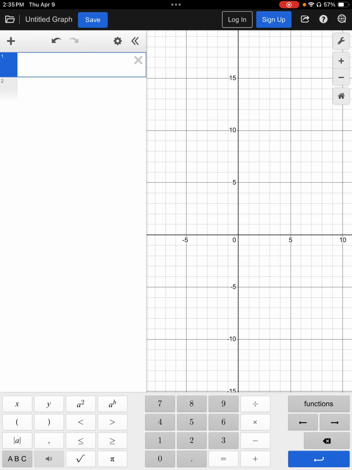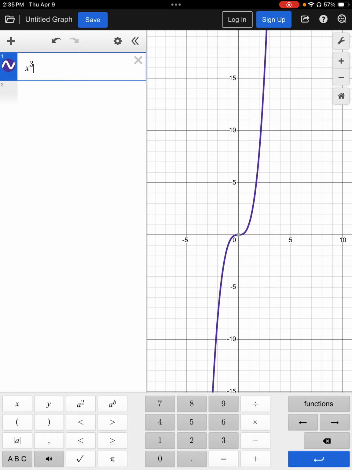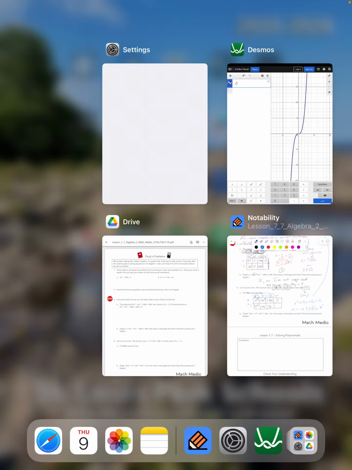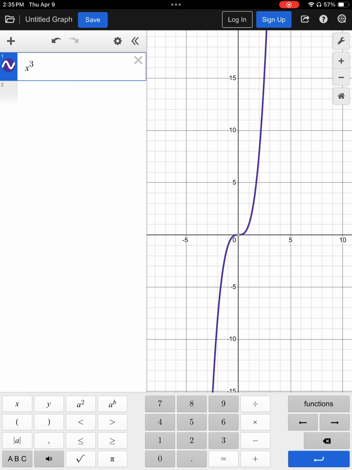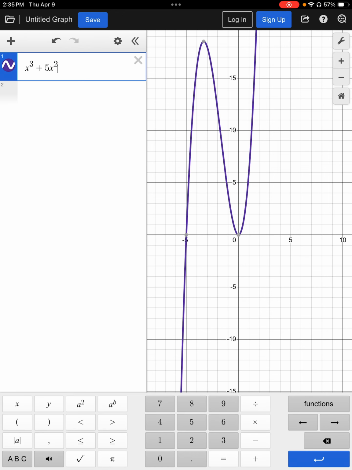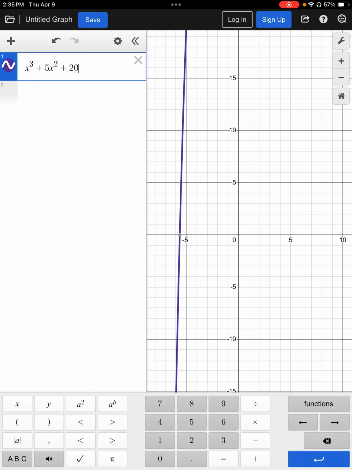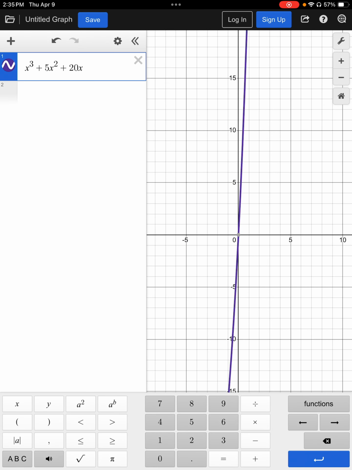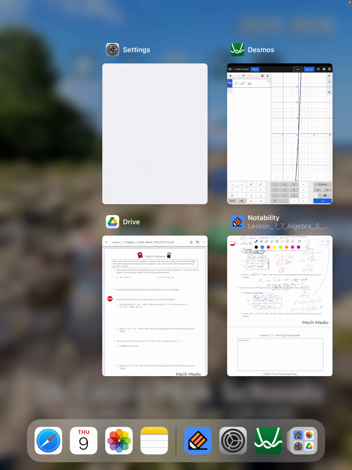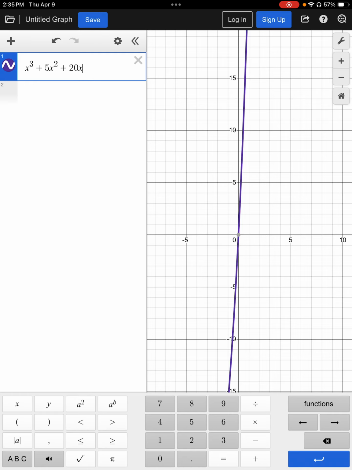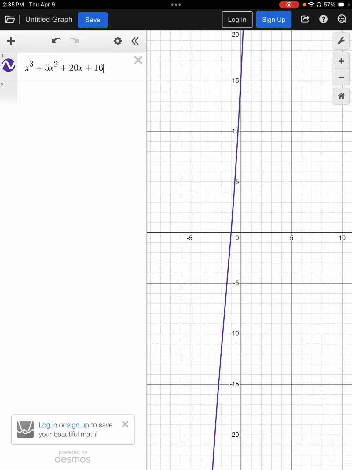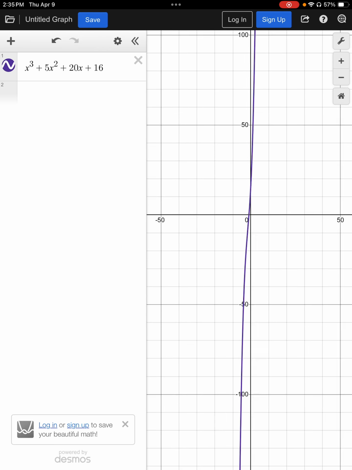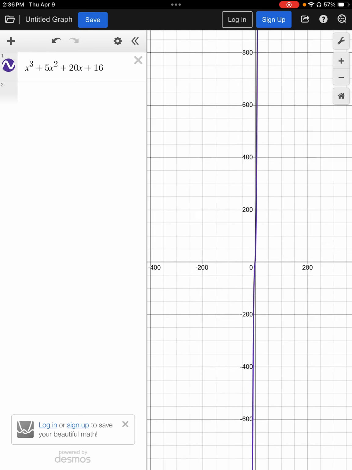So I should have x cubed was the original. I think I have to peek back there one more time. X cubed plus 5x squared plus 20x. And the last part was plus 16, sorry. Okay, so I put that in there. And I'm going to go look at what this thing looks like. Now it should turn 2 times is what we're thinking.